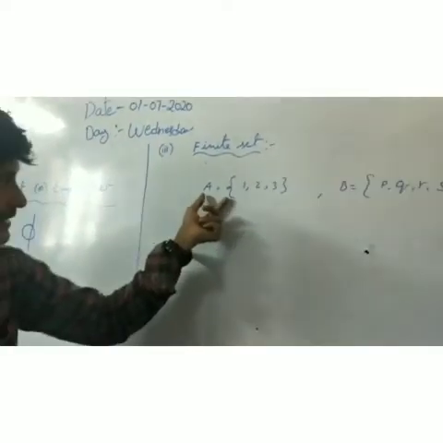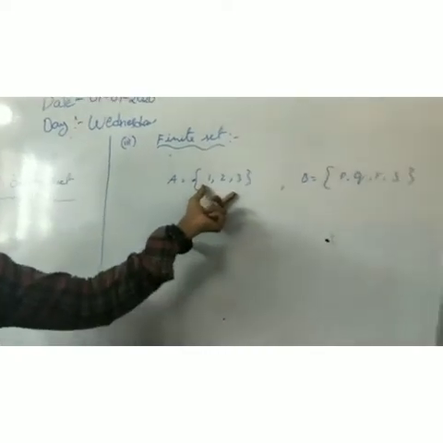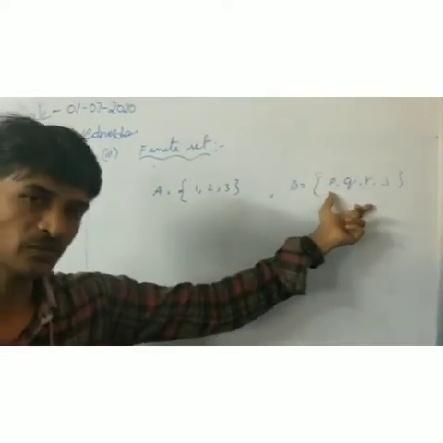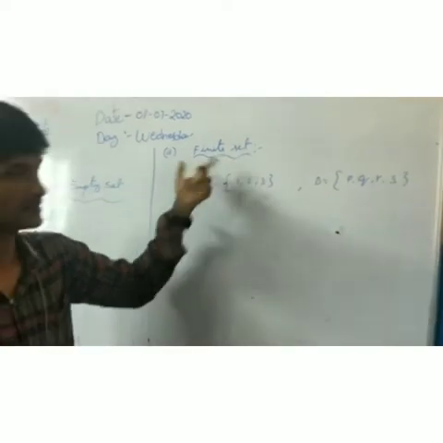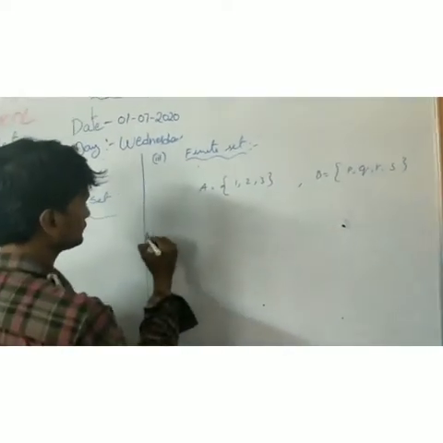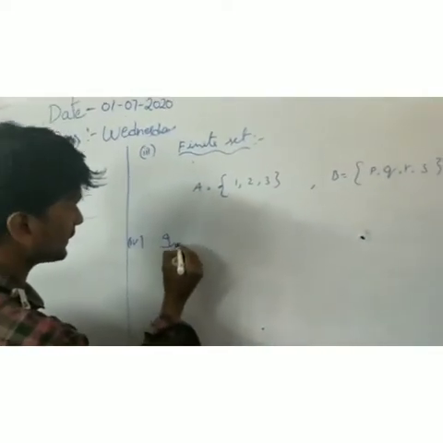So in set A, countable elements. Here in set B, here also countable elements. Those are called finite sets. And the fourth one is infinite set.